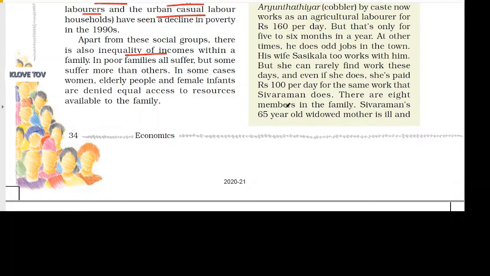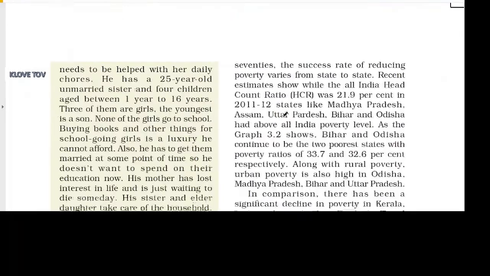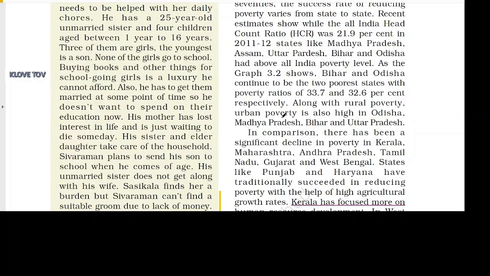There are 8 members in the family. Sivaraman's 65-year-old widowed mother is ill and needs to be helped with her daily chores. He has a 25-year-old unmarried sister and 4 children aged between 1 year to 16 years. 3 of them are girls, the youngest is a son. None of the girls go to school. Buying books and other things for school-going girls is a luxury he cannot afford. Also, he has to get them married at some point of time, so he doesn't want to spend on their education now. His mother has lost interest in life and is just waiting to die someday.